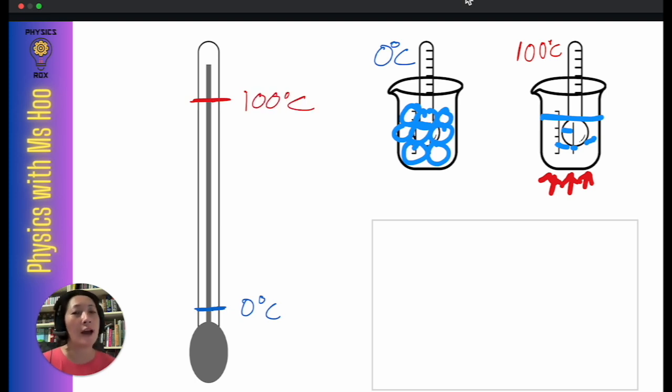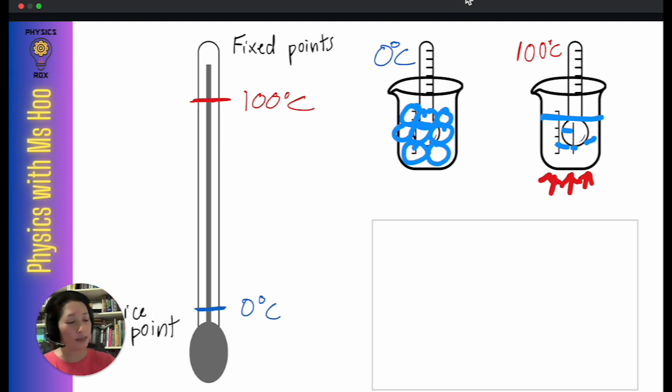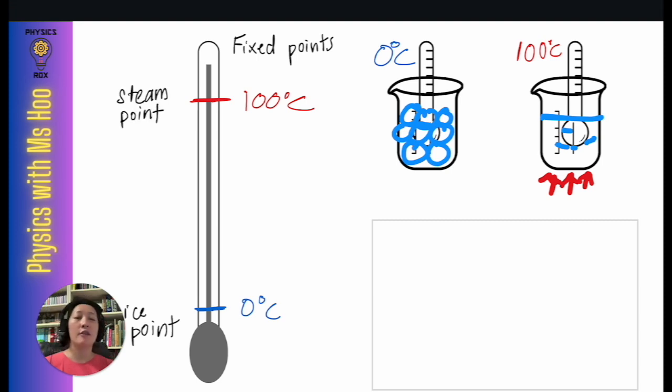Because these two values are very easy to obtain, these are known as fixed points. The lower point of 0 degrees Celsius is known as the ice point, and 100 degrees Celsius is known as the steam point. So because the value of 0 degrees is lower, it's commonly known as the lower fixed point, while 100 degrees Celsius is known as the upper fixed point.